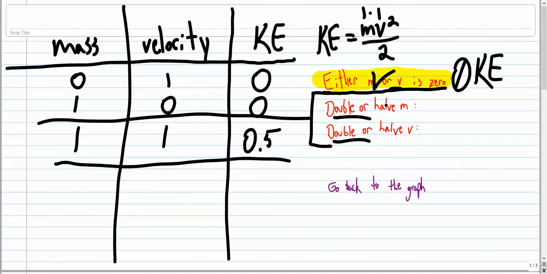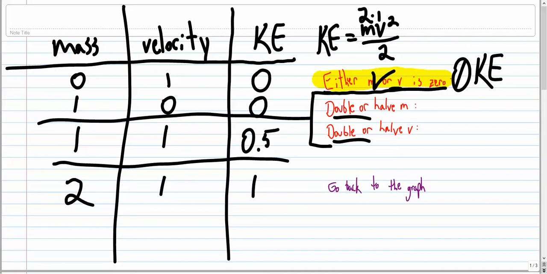All right, so now I'm going to use this to think about these 2 situations. I'm going to double or halve my mass. I'm going to leave my velocity at 1, because I don't want to change 2 things at a time. I won't know which one makes the difference. So if I double my mass, I'm going to put a 2 here, and since I'm leaving my velocity the same, a 1 for v. So 1 squared is 1, times 2 is 2, divided by 2 is 1.